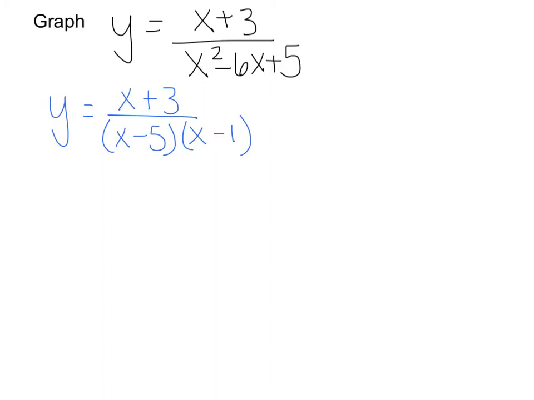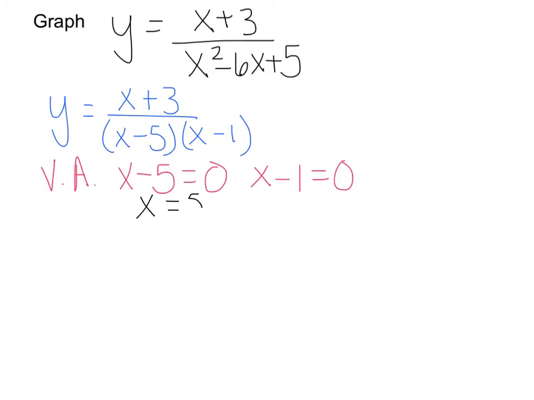So nothing cancels out, so we can go ahead and find our vertical asymptote. Remember, that comes from the denominator, so you set x minus 5 equal to 0, x minus 1 equal to 0. Now we're going to add 5 and get x equals 5, add 1 and x equals 1.